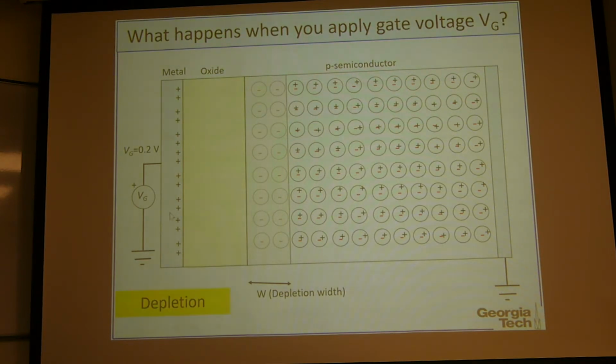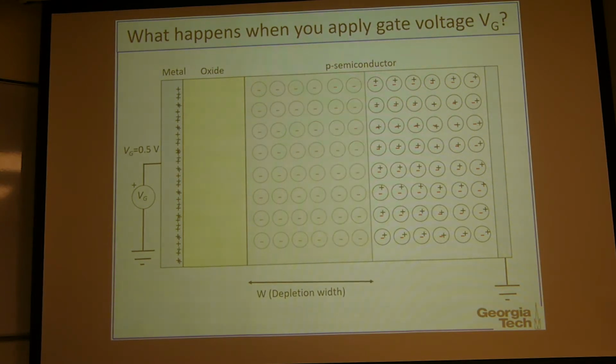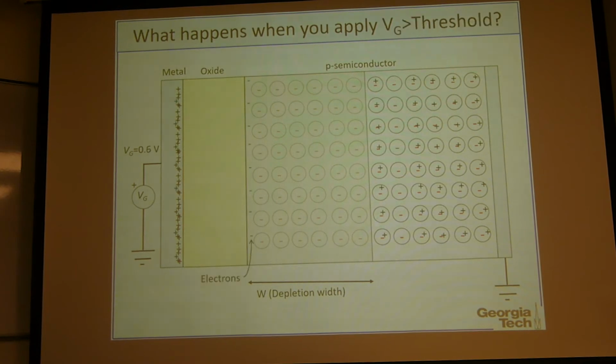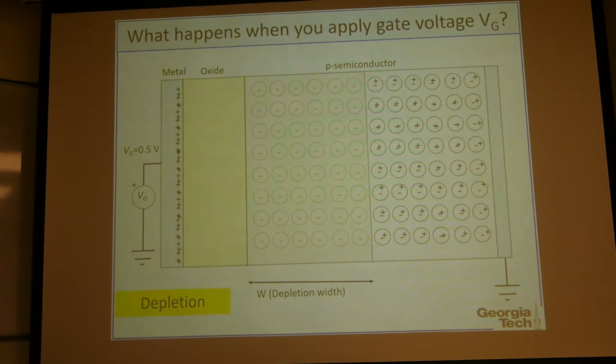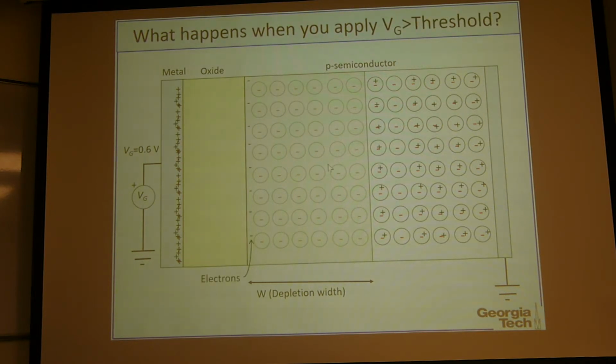So let's keep doing this. If you further increase the gate voltage to 0.3, then you are going to repel more. So depletion will further increase. So let's keep doing this. And then this is a tricky point. Let's say this is 0.5 volt already. Now if you change to 0.6 volts, then this depletion width will not increase anymore.